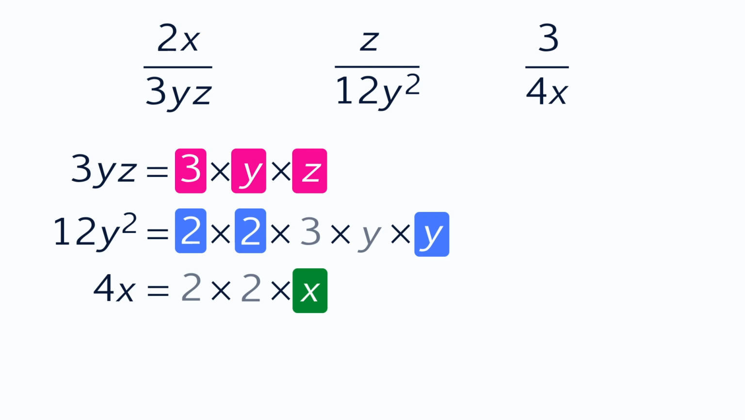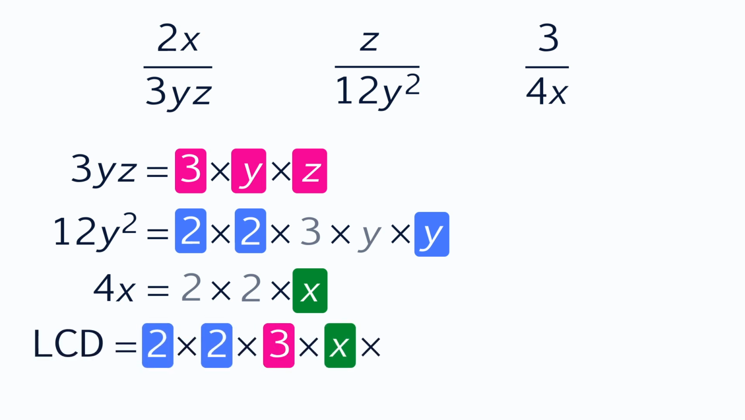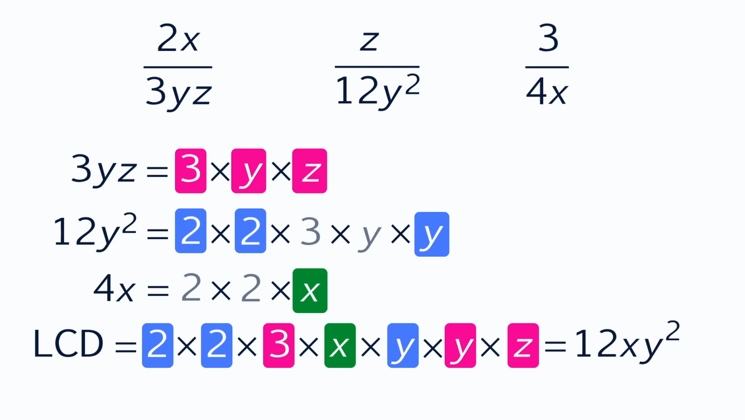That means the least common denominator must include the factors 2, 2, 3, x, y, y, and z. The product of these factors is the LCD. That means the LCD is 12xy squared z in this case.